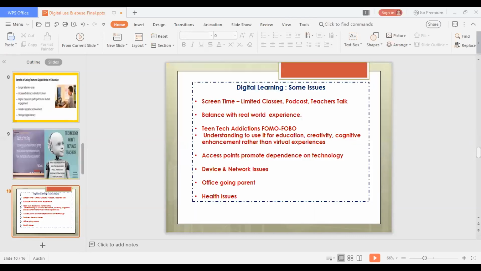There were certain issues with the screen time of the children, and especially the parents were very apprehensive about things. First of all, it was for the smaller children that they were concerned with screen time. And we reduced the screen time by limiting the classes and sending podcasts to those children who were unable to be balanced with real world experience.